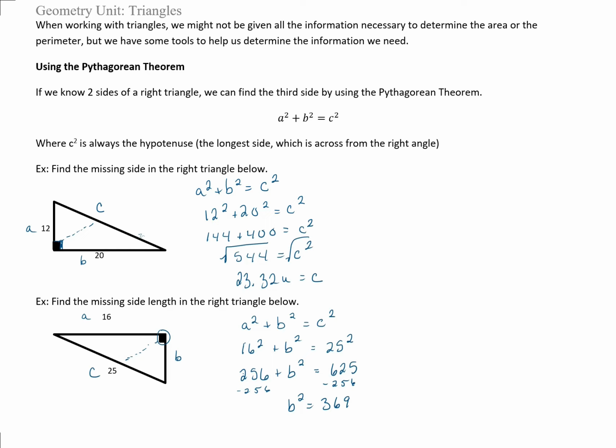Right, so we know B squared is 369. So if we take the square root of both sides, we get that B equals 19.21. We don't have any units, right? We don't know if it's inches or centimeters or kilometers. So we'll just use a U for units. Okay, so that's a quick reminder on the Pythagorean theorem.